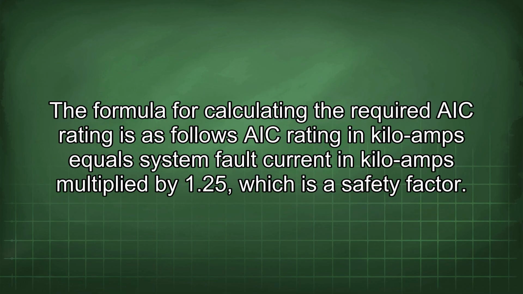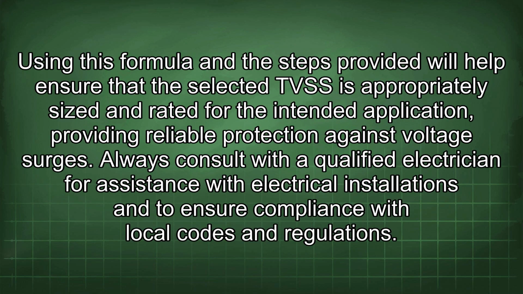The formula for calculating the required AIC rating is as follows: AIC rating in kiloamps equals system fault current in kiloamps multiplied by 1.25, which is the safety factor. Using this formula and the steps provided will help ensure that the selected TVSS is appropriately sized and rated for the intended application, providing reliable protection against voltage surges.